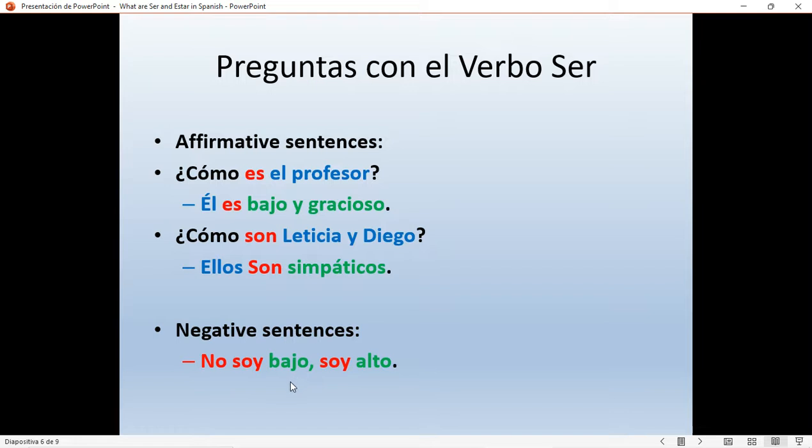Now, when your statement is a negative statement, a negative sentence, the only thing that you have to do is add no right before the verb. This is the negative form in Spanish. This sentence says, I am not short, I am tall. No soy bajo, soy alto.